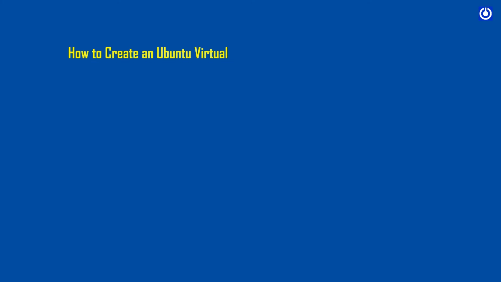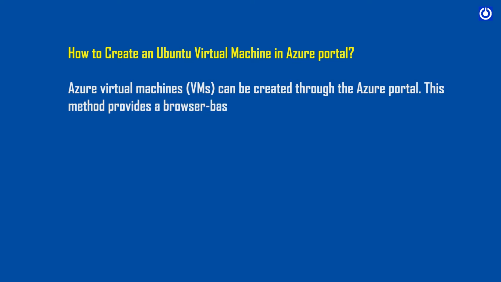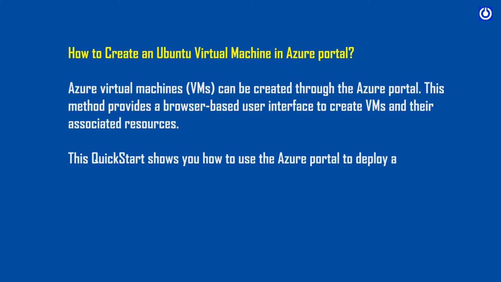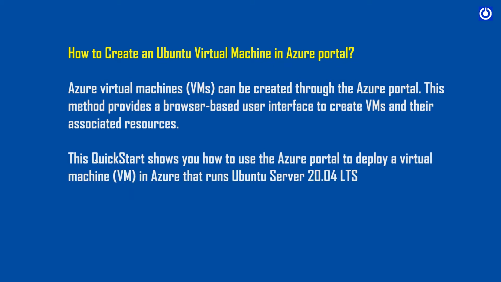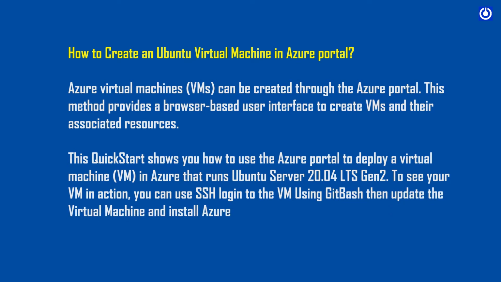How to create an Ubuntu virtual machine in Azure portal. Azure Virtual Machines, VMs, can be created through the Azure portal. This method provides a browser-based user interface to create VMs and their associated resources. This quick start shows how to use the Azure portal to deploy a virtual machine, VM, in Azure that runs Ubuntu Server 20.04 LTS Gen 2. To see your VM in action, you can use SSH to log in to the VM using gitbash, then update the virtual machine and install Azure CLI.